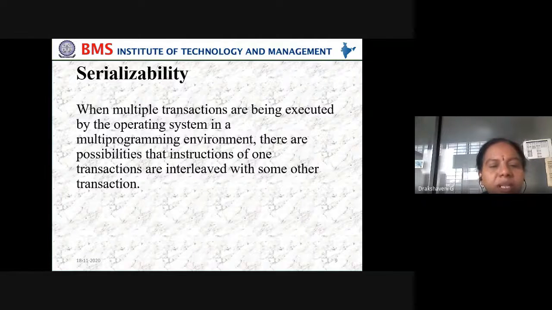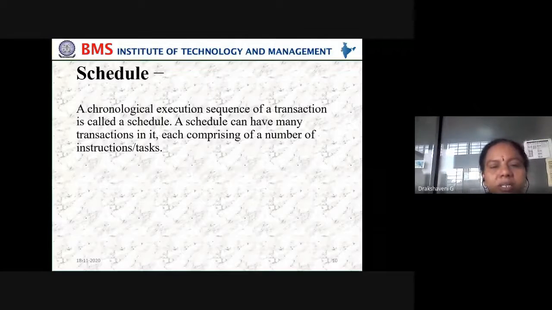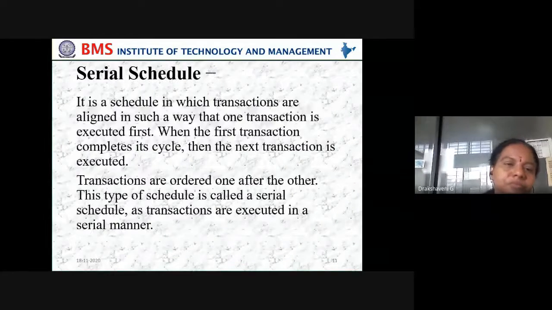There is a possibility that instructions of one transaction are interleaved with those of another transaction. Then what is a schedule? A chronological execution sequence of transactions is called a schedule. A schedule can have many transactions in it, each comprising a number of instructions or tasks. That is what a schedule is.